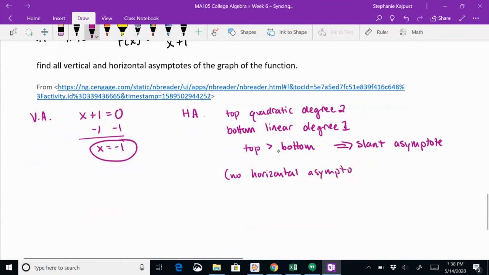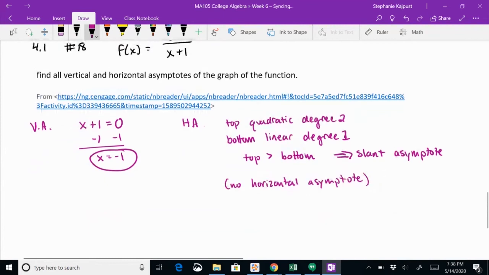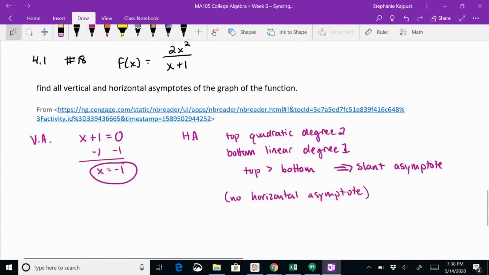Now I'm going to show how to find the slant asymptote because that's good practice. The slant asymptote is found by doing long division, or you can do synthetic division. If the denominator is x plus or minus a number, you can use synthetic division. If it's anything else, like 2x plus 1, or a quadratic with an x squared on the bottom, you can't do synthetic division and you have to do long division.